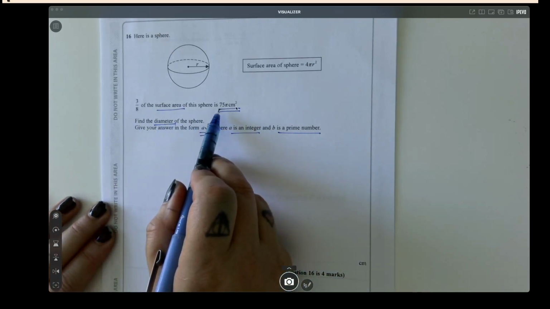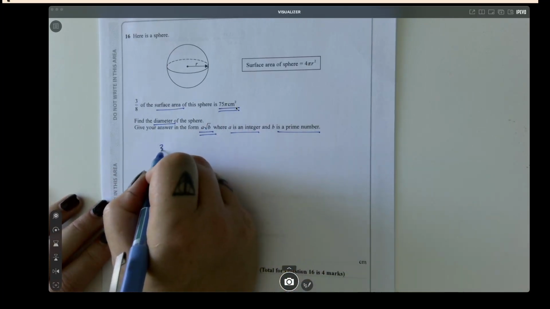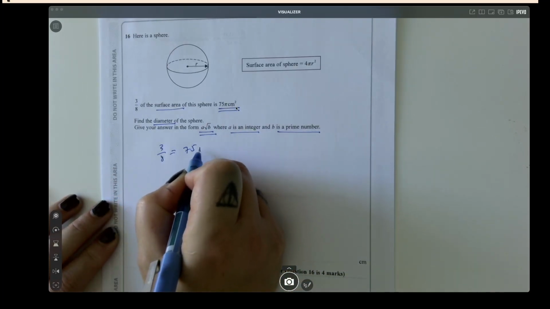So 3/8 of the sphere is 75 pi, sorry. So 3/8 is 75 pi.